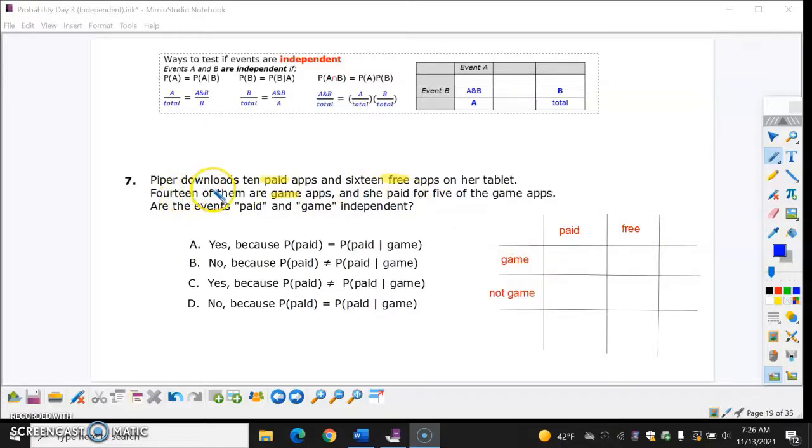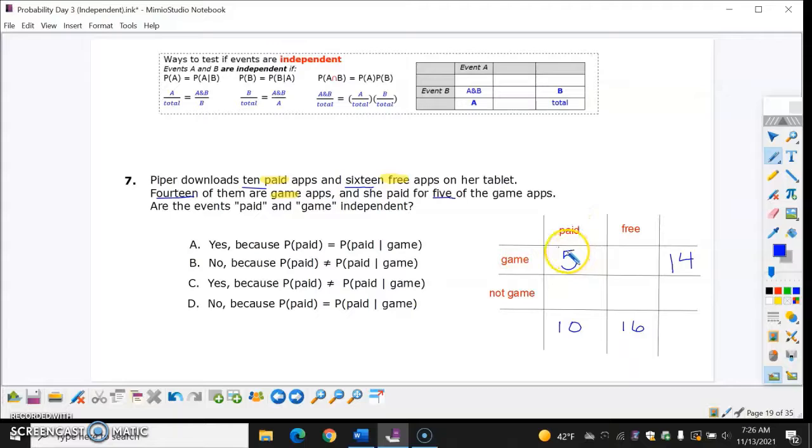It says Piper downloads 10 paid apps and 16 free apps. Where would 10 and 16 go in this table? 10 paid would be the total number of paid, and 16 free would be the total number of free apps. It says 14 of them are game apps. So where should I put 14? 14 is the total number of game apps, and she paid for 5 of the game apps. So where would 5 go? 5 would be paid game.